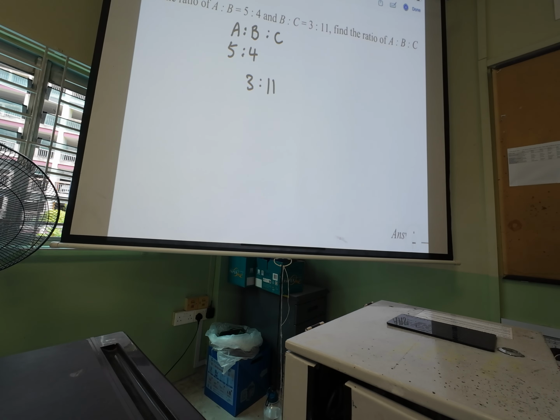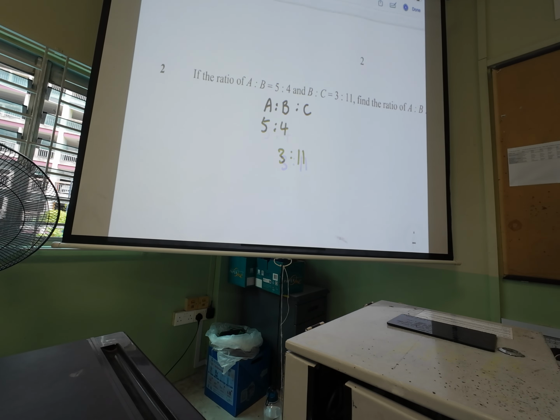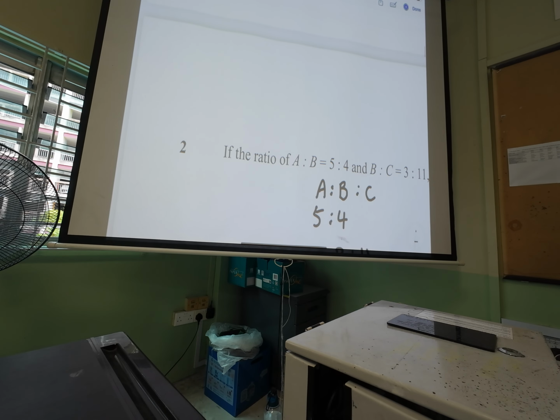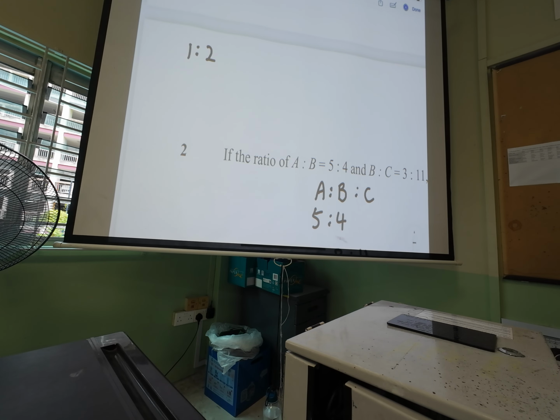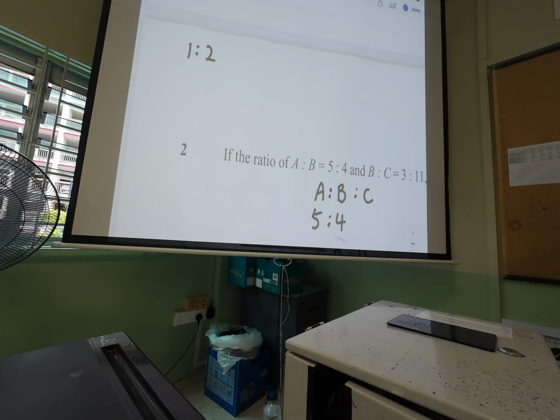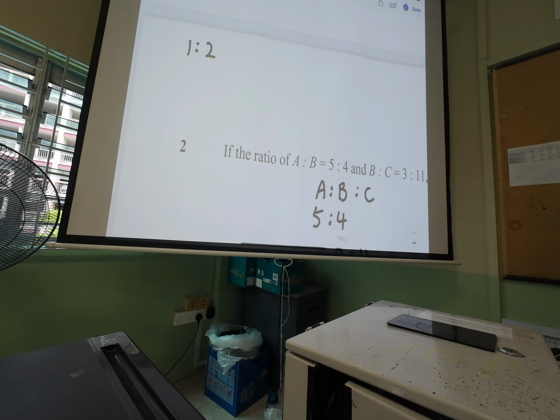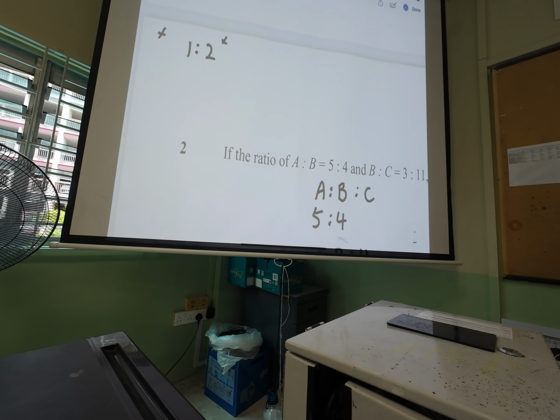Because in fractions, in ratio, to make the ratio still the same. For example, if I have one ratio 1:2, I want to write a similar or the same ratio, I only go by multiplication or division. I cannot plus. It's only multiply and divide only.